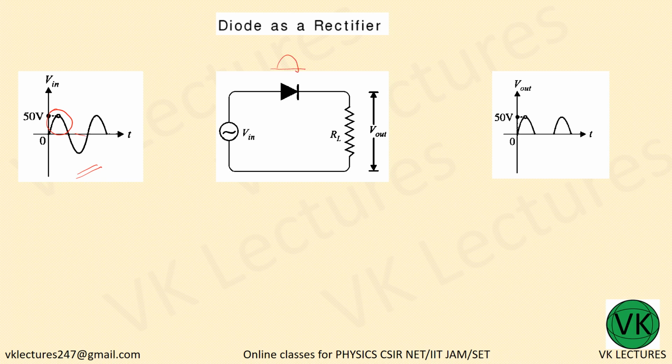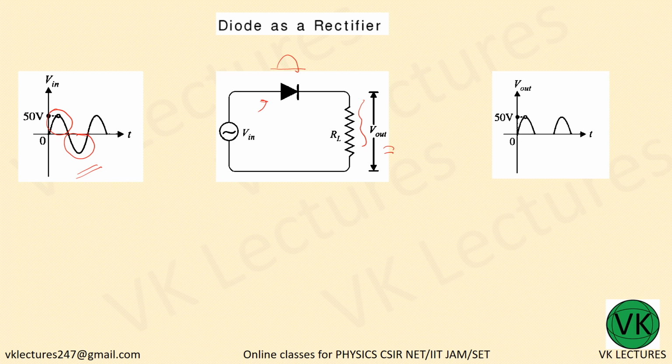And what about this negative signal? When it is in reverse bias, the diode is not going to conduct. When the diode doesn't conduct, you don't get output. Here you don't get any voltage. So your Vout will be 0.